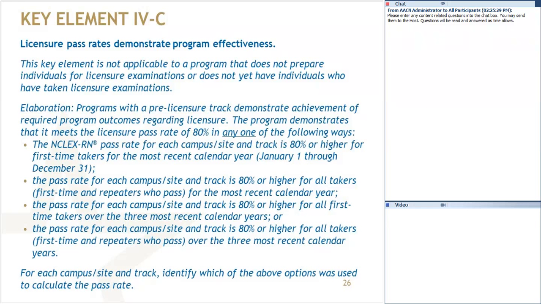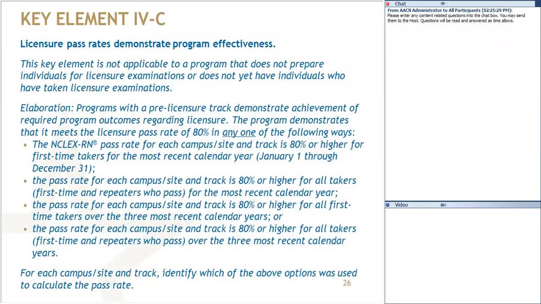Programs have four options to demonstrate compliance with this key element. Another important point I want to make just before we switch slides is that different options can be used for different campuses or tracks. We were in Duluth and Littleton a little bit ago. Maybe at Duluth, the first-time pass rate for the generic program, everyone that took that graduated from Duluth, might have had an 86% first-time pass rate. Great. But maybe at the Littleton campus, the first-time pass rate was only 74%.